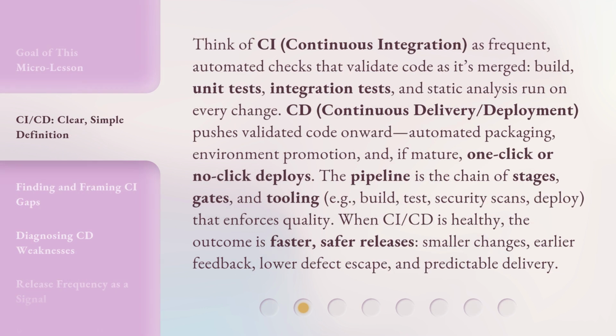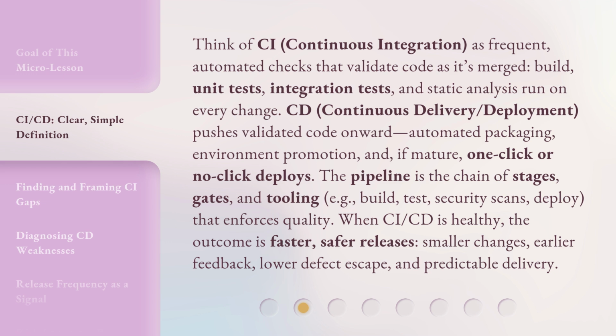Think of CI, continuous integration, as frequent, automated checks that validate code as it's merged. Build, unit tests, integration tests, and static analysis run on every change. CD, continuous delivery/deployment, pushes validated code onward. Automated packaging, environment promotion, and, if mature, one-click or no-click deploys.